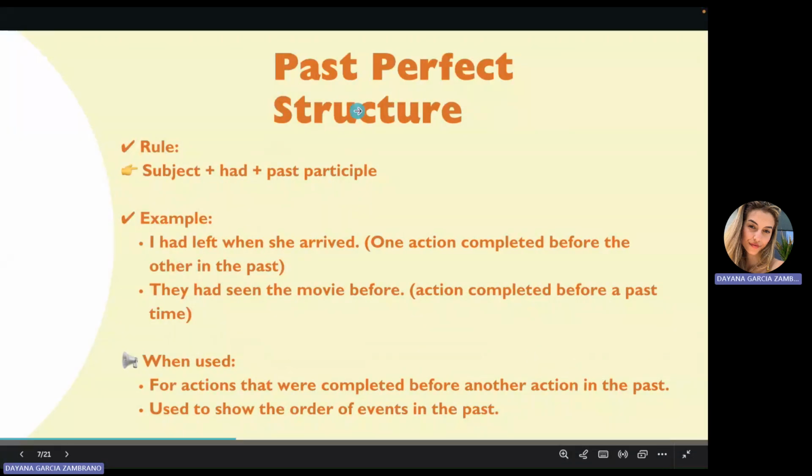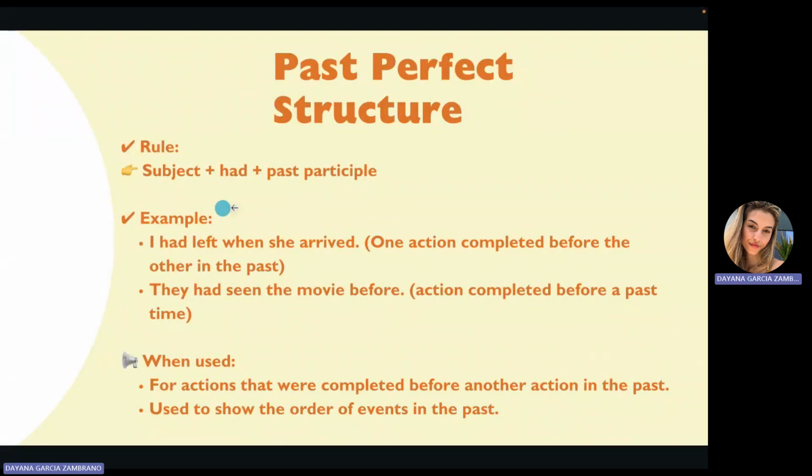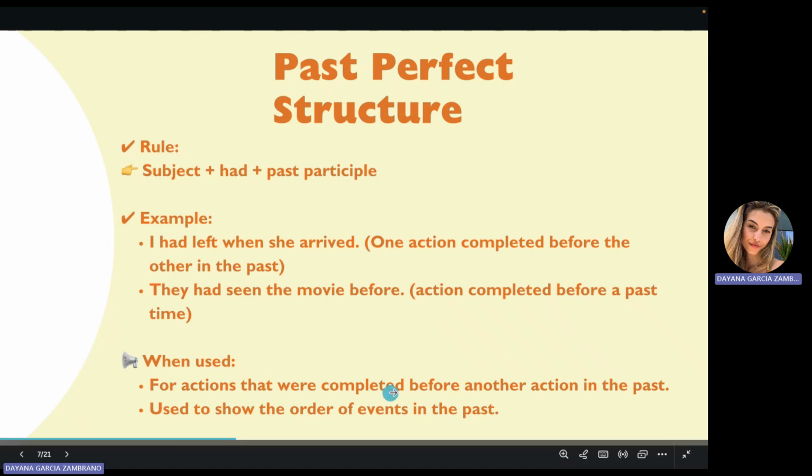Okay, so we use had, as I said before. The examples are: I had left when she arrived, or they had seen the movie before. We use it for actions that were completed before another action in the past, or to show the order of events in the past.